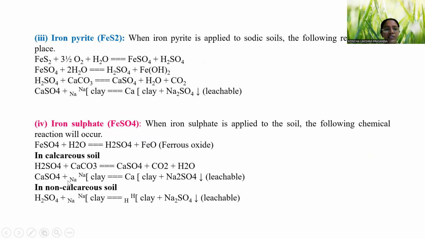The calcium sulfate, when it reacts with the sodic soil, forms the calcium clay plus Na2SO4, that is the sodium sulfate, which gets leached down. In presence of the non-calcareous soils, that is where there is no calcium carbonate, the sulfuric acid which is formed reacts with the sodic soil and forms the hydrogen clay. So here the sodium is replaced by the hydrogen from the sulfuric acid, and the sodium sulfate which is formed gets leached down.